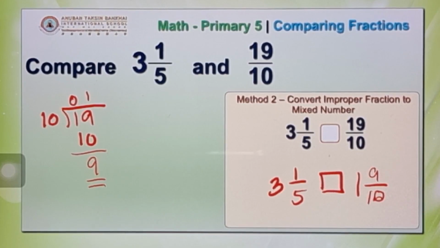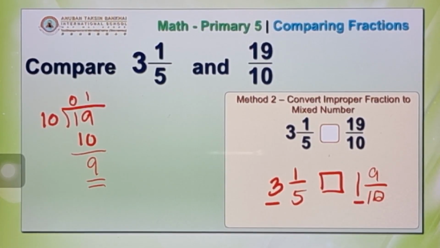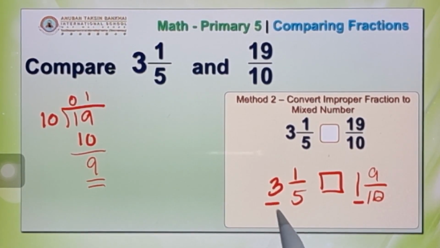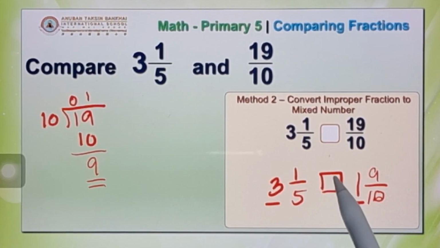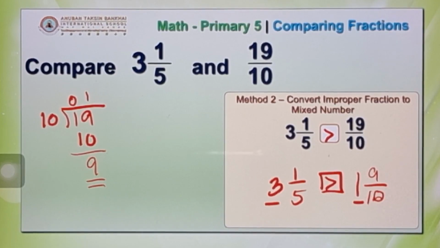Okay. Now, you could see here that our whole number, we have a different whole number. We have 3 and 1. So we don't need to change this one because our whole numbers are not the same. So 3 is greater than 1, so therefore we can say that the answer is greater than.